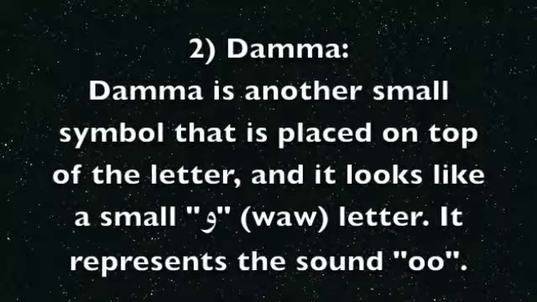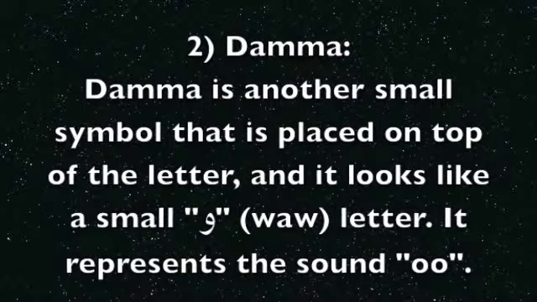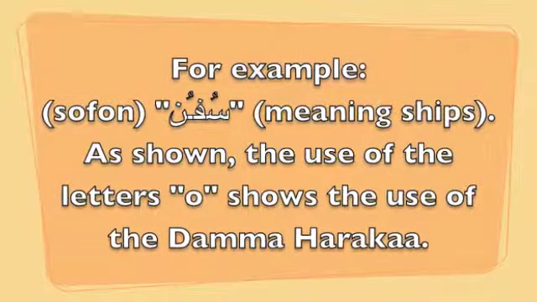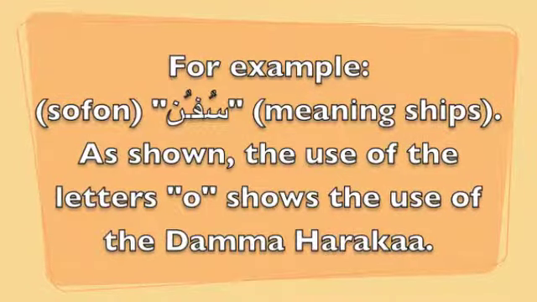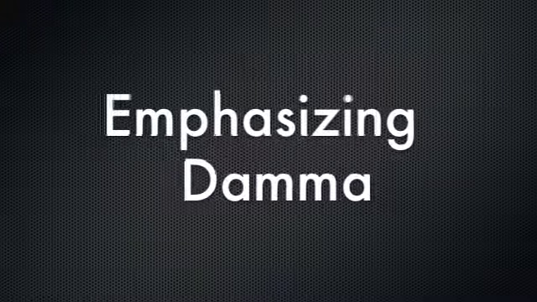Number 2. Dhamma. Dhamma is another small symbol that is placed on top of the letter and it looks like a small waw. It represents the sound oo. This is what dhamma looks like. For example, sufun, meaning ships. As shown, the use of the letters o shows the use of the dhamma. Emphasizing dhamma.